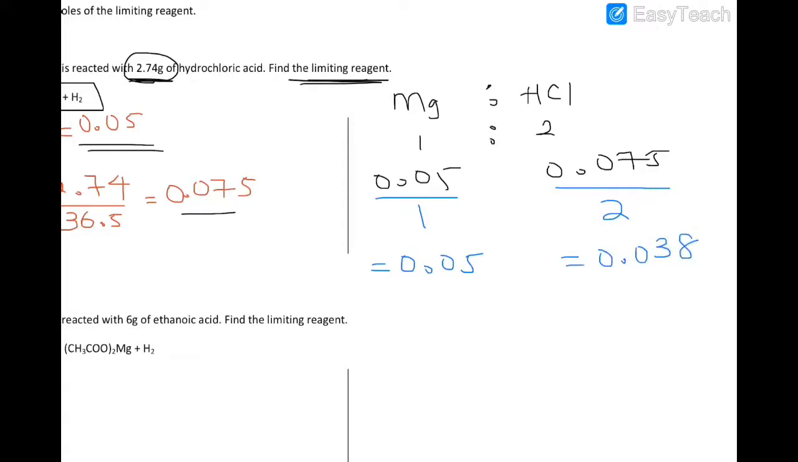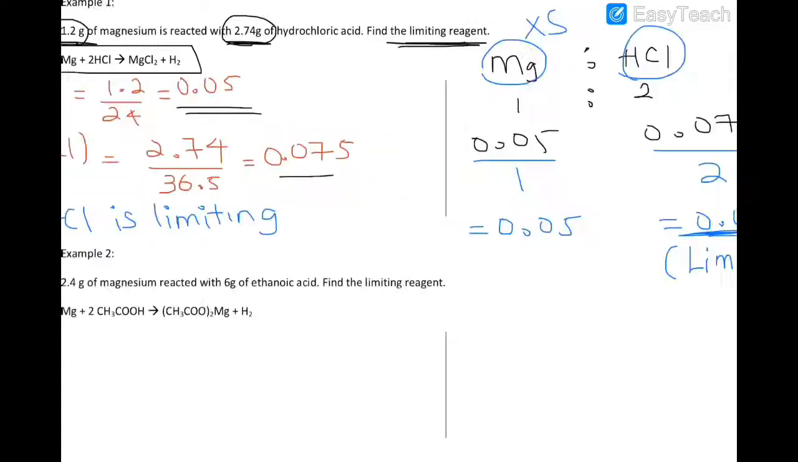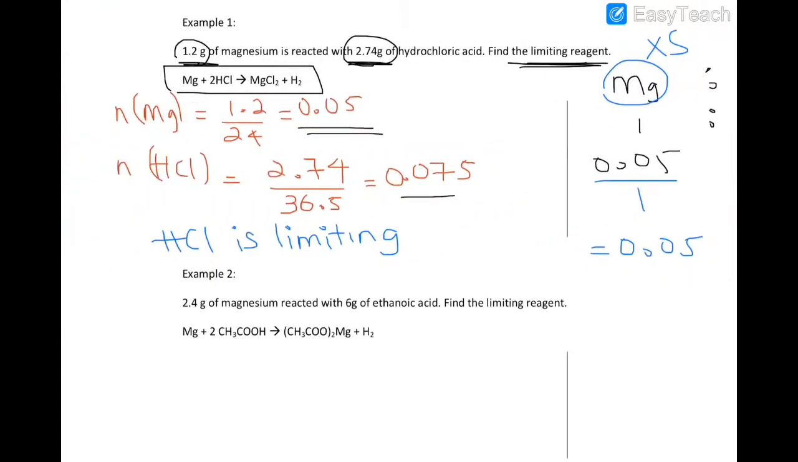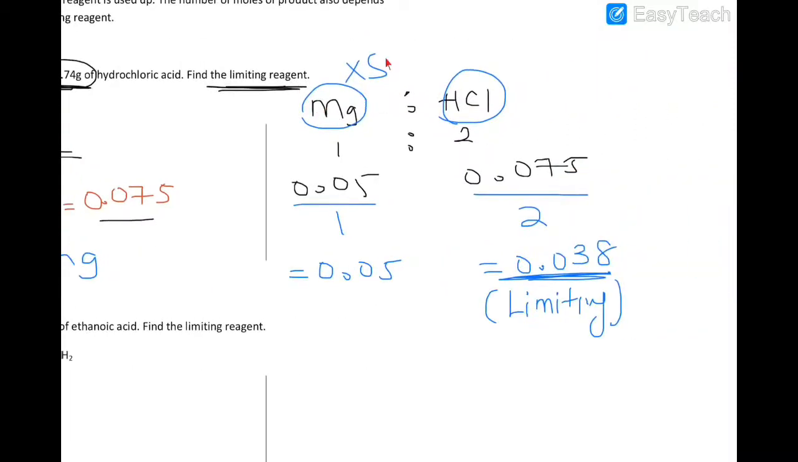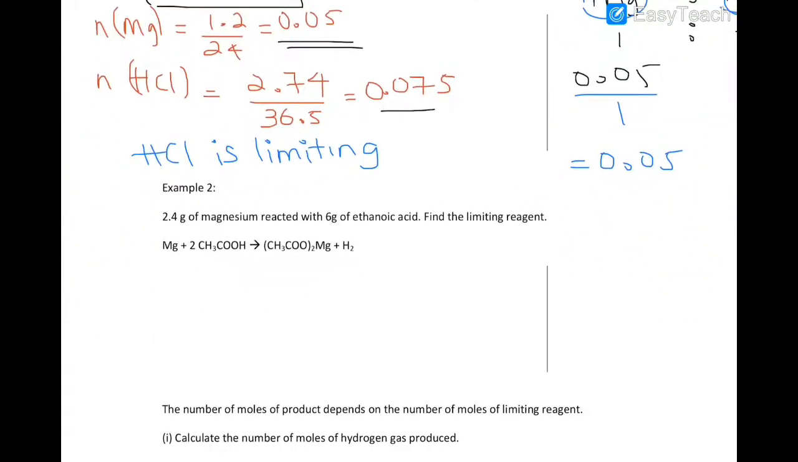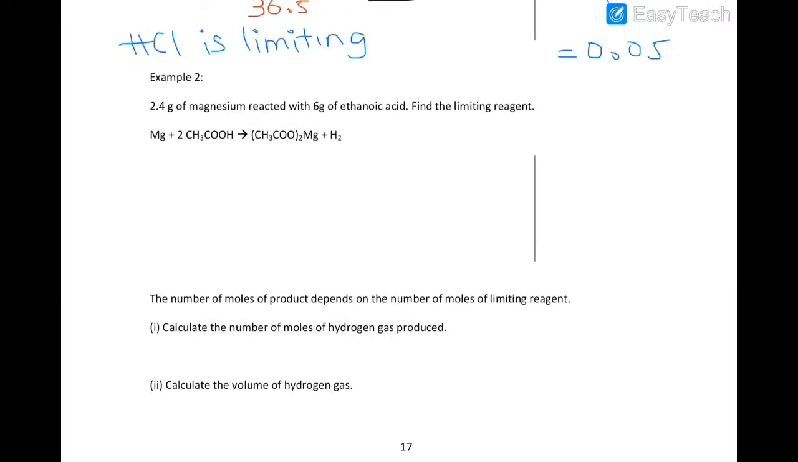So when I did this, this is the smallest value. So because it is the smallest value, we're going to say that this is the limiting reagent, which means that HCl is limiting and that magnesium is in excess. Now let's see the second example. So again, we have the mass of both.